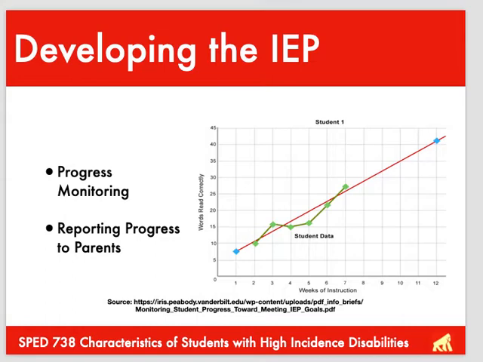So we progress monitor typically quarterly, and we report that progress to parents quarterly. So parents, in most schools, you're getting a grade card of some sort, right, at the end of the quarter. You're also getting a report on your IEP goals and how the student is meeting those goals, whether they're meeting it or not, okay?